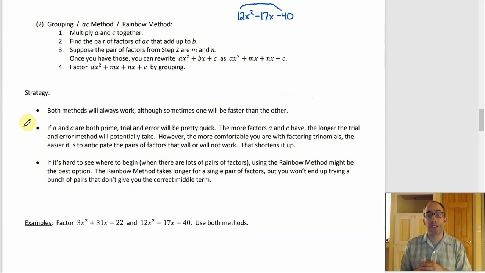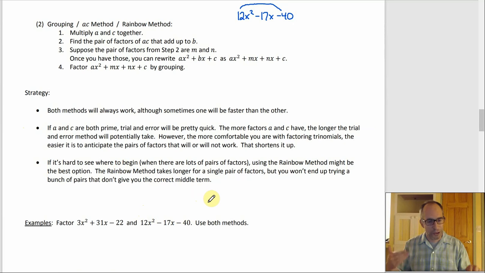But then the more factors A and C have, the more things you would potentially have to check. So I don't know if there's a threshold where I'd say if it's more complicated than this, then I would be doing it with the rainbow method. But I just kind of eyeball it. And if I can't think of a couple of things to do right away, like with this one, with the 12x squared and then ending with the minus 40, I would look at that and go, there are a ton of possible options. I'm going to the rainbow method, right?